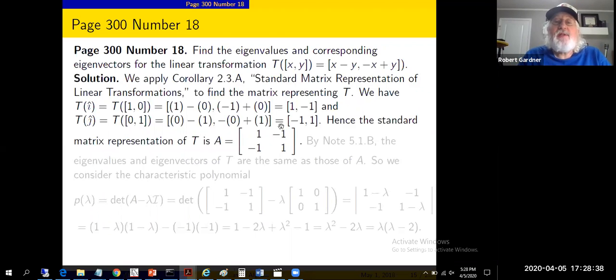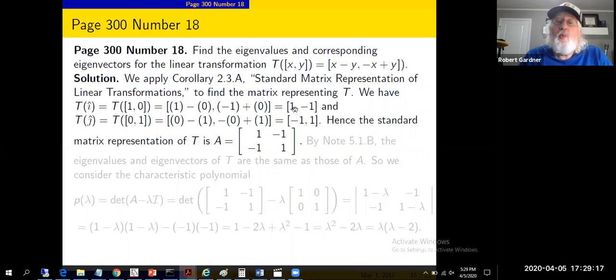Okay, so let's find the standard matrix representation. Remember, you apply the transformation to the standard basis vectors, the i and the j, two components in. So the standard basis vectors for R2, that's T of 1, 0 and T of 0, 1. You've got a formula up here so you can determine what those are. T of i is 1, -1. T of j is -1, 1. So we will put these vectors in a matrix as columns. 1, -1 goes in as a column. -1, 1 goes in as a second column.